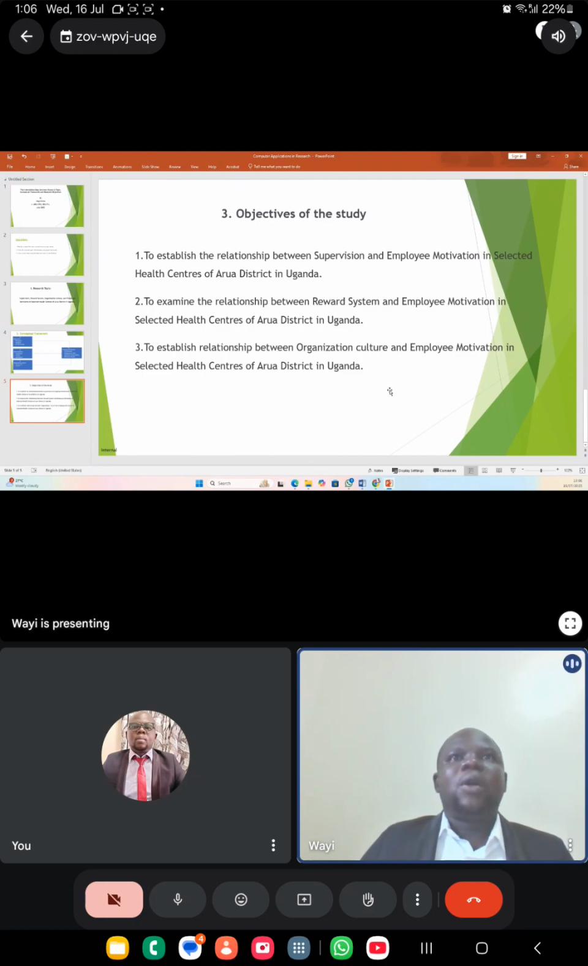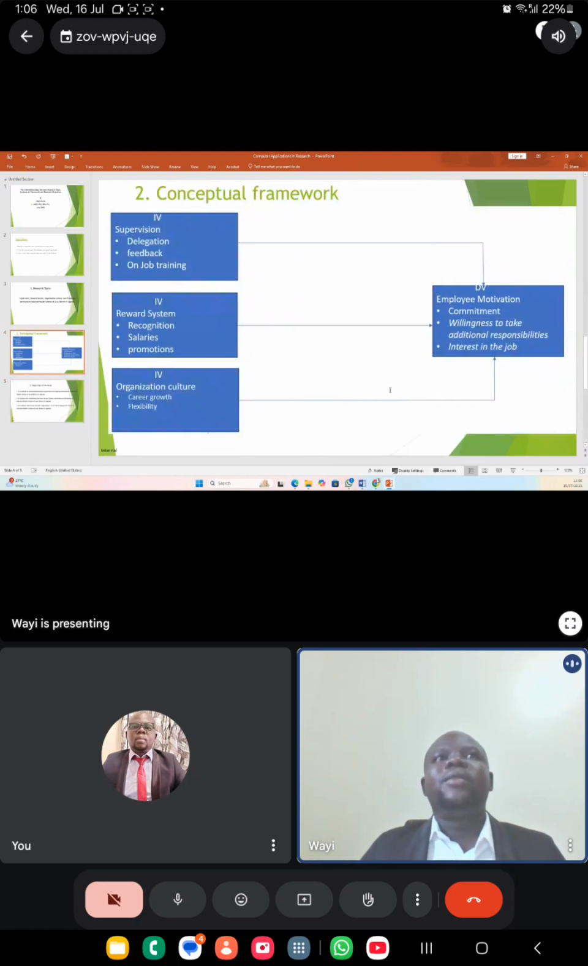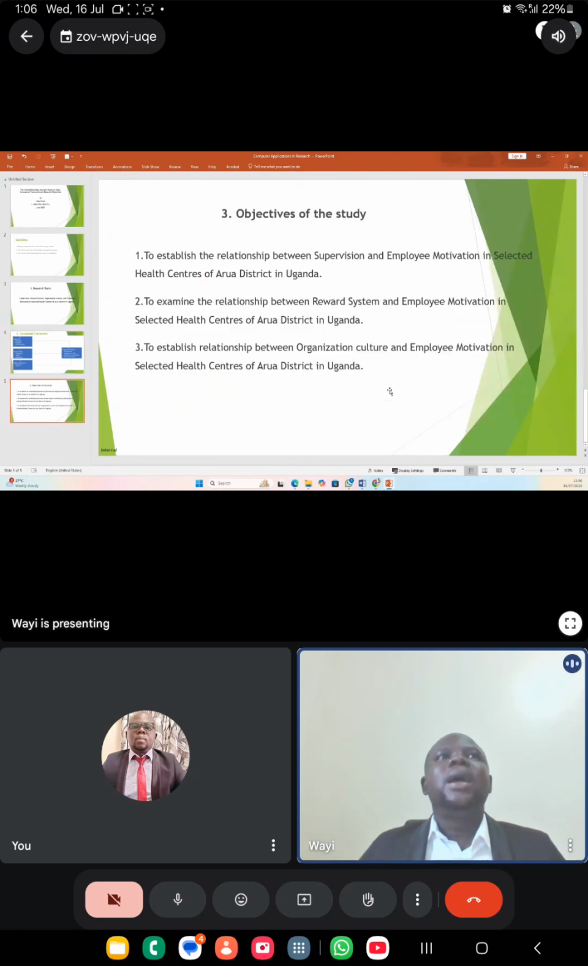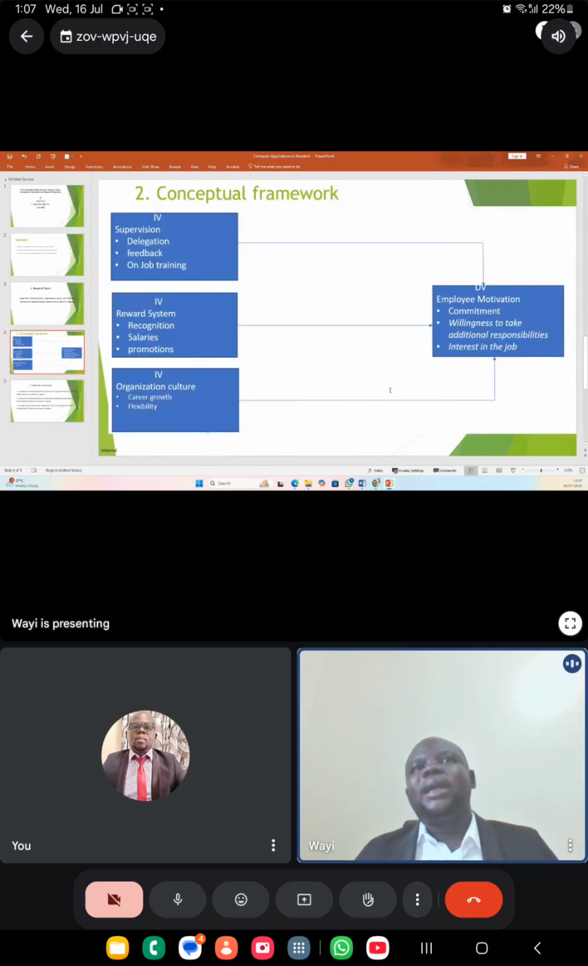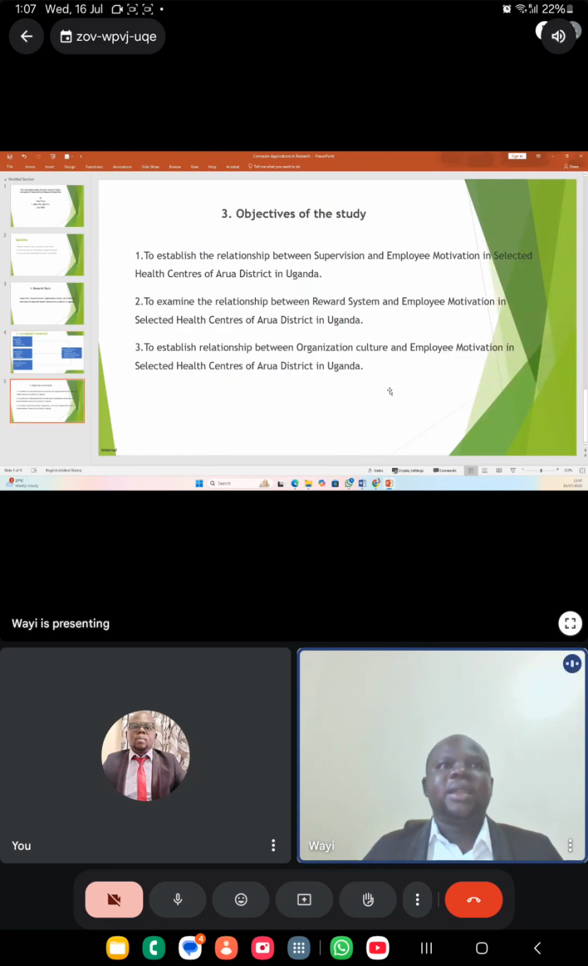Let's go back to our conceptual framework to extract our second objective: reward system and employee motivation. So you can see we are stating it as: to examine the relationship between reward system and employee motivation in selected health centers of our district. When we come to our third arrow, it gives us also the third objective. Our third objective is organizational culture and employee motivation. We can state it as: to establish the relationship between organizational culture and employee motivation in selected health centers of our district in Uganda.